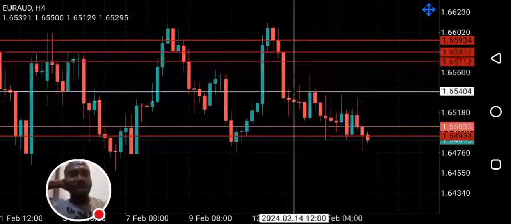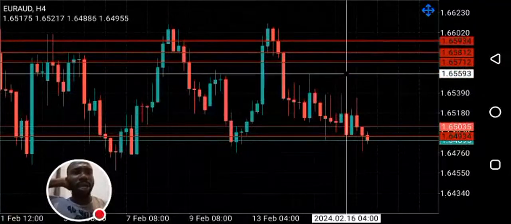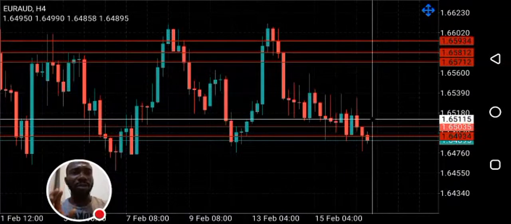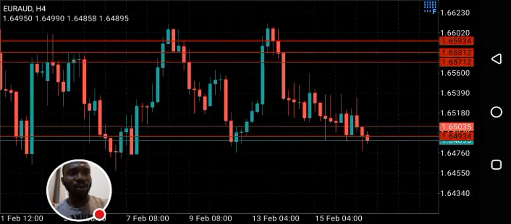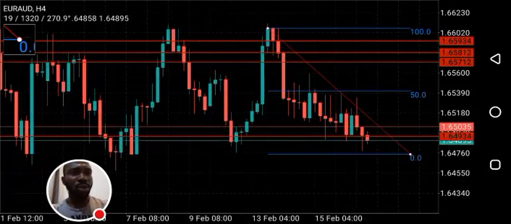There's a fair value gap here. So you want to wait for price to pull back to this zone, to a premium zone, before you sell. You could just pick up your Fibonacci tool and take it from the swing high to swing low.